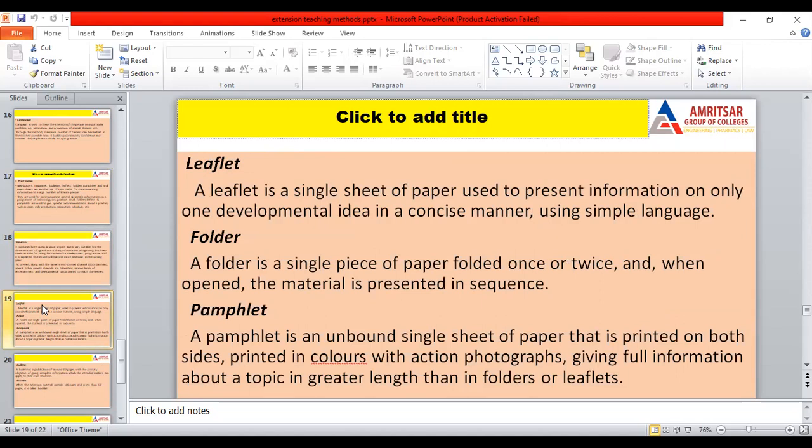Next is a pamphlet. A pamphlet is an unbound single sheet on which printing is done on both sides, in colors with action photographs, so that it can provide information to the people. For instance, there is a pamphlet along with a box of insecticide or pesticide, and there are instructions on the pamphlet with photographs so that people can easily understand.